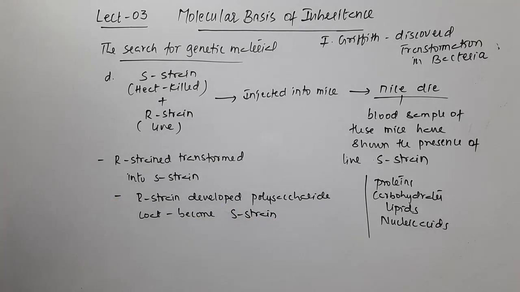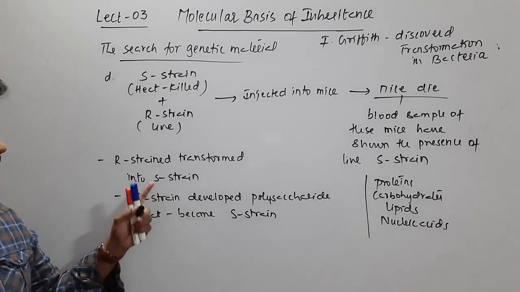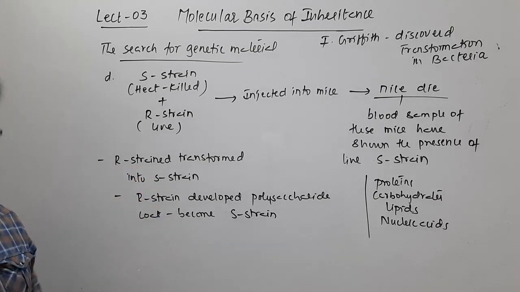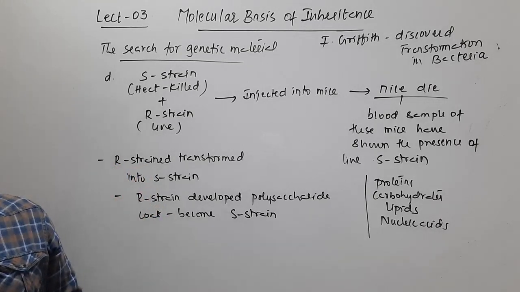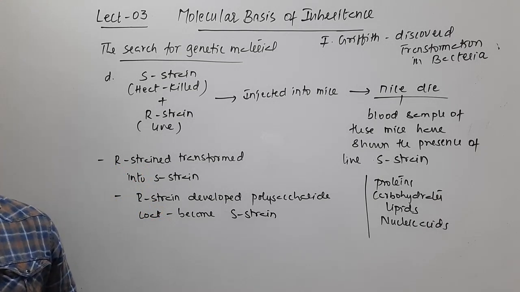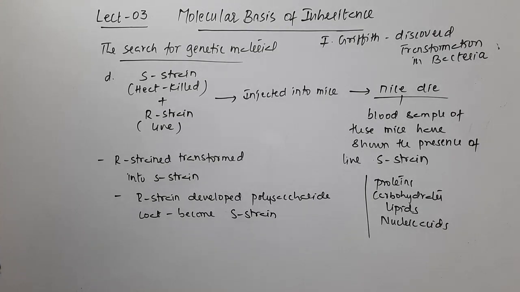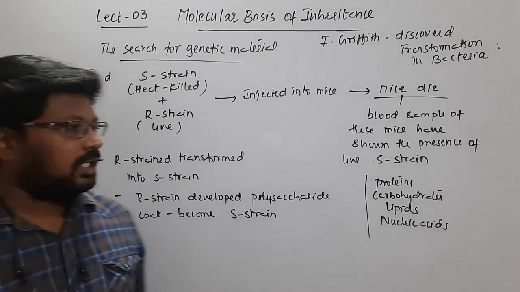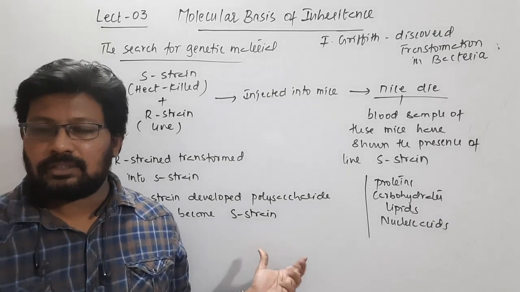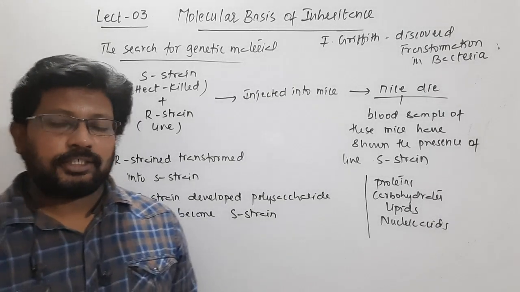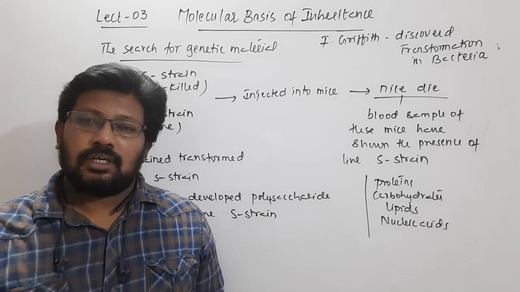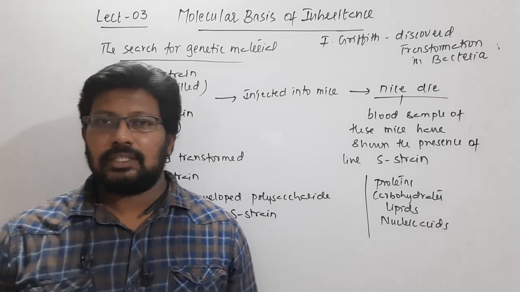But what is transferred from this S strain to R strain and made the R strain become S strain became a question mark, and Frederick Griffith was unable to explain. And even though he was unable to explain this phenomenon, later some other scientists continued the experiments and they came to a conclusion. So what that conclusion is and all, that we will see in the next session.